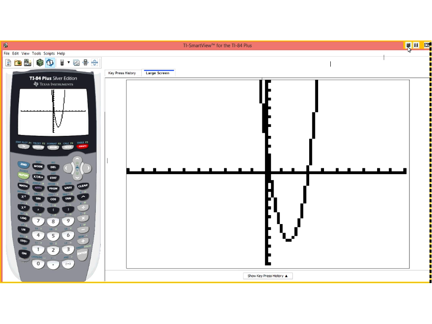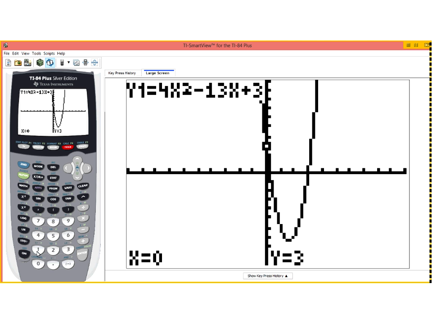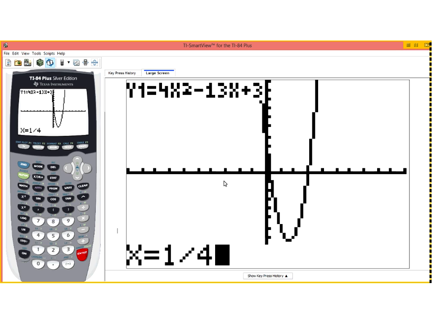Go back to the graph now. And we hit trace, 1/4. And we're at 0. And then 3. All right. And that was the last one.